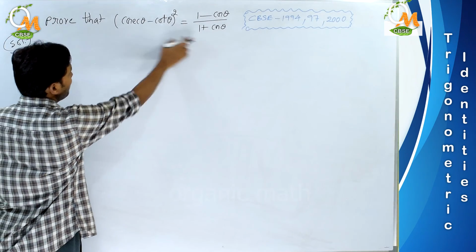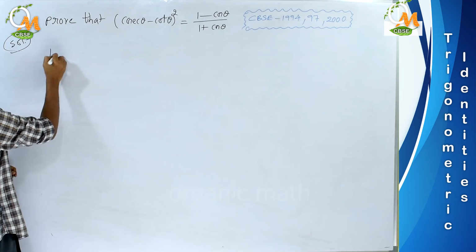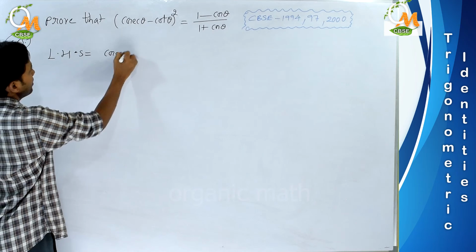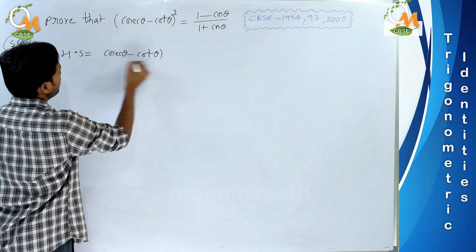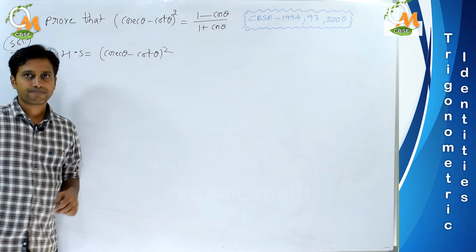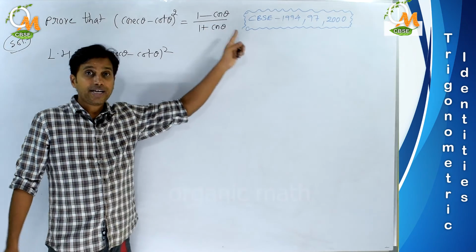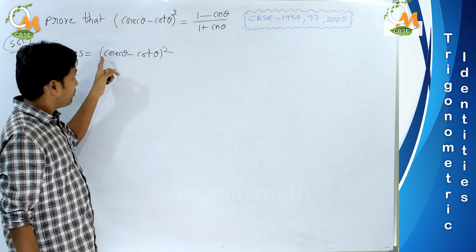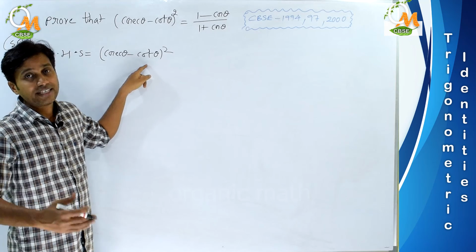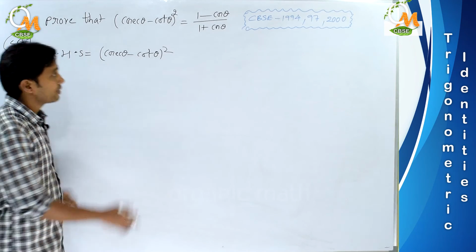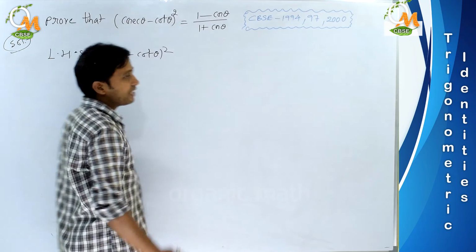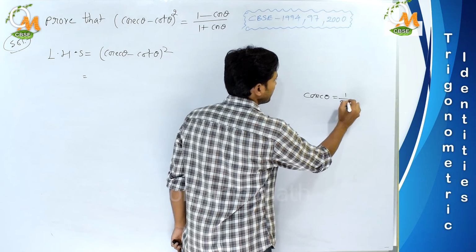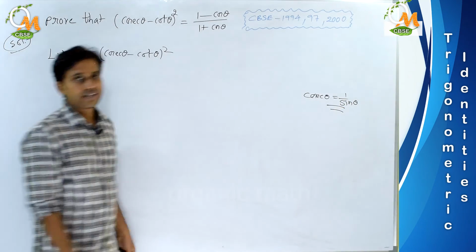Let us take the LHS part and we need to obtain the RHS. The LHS will be (cosecant theta minus cot theta) whole square. We need to get the answer in terms of sine and cos theta, so it is better to convert the LHS into sine and cos terms. Cosecant theta can be written as what? Cosecant theta equals 1 by sine theta, because these two are reciprocals of each other.